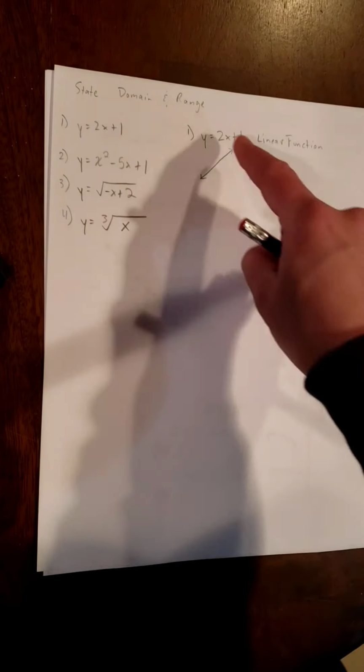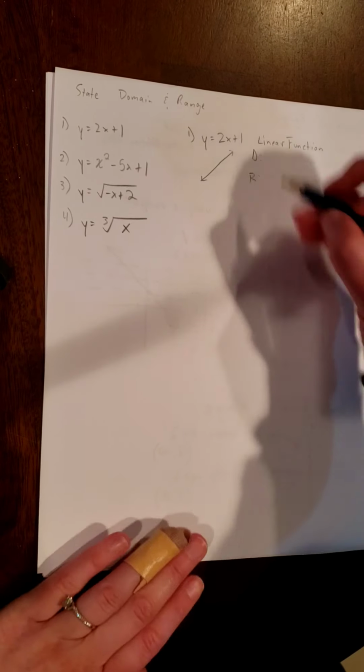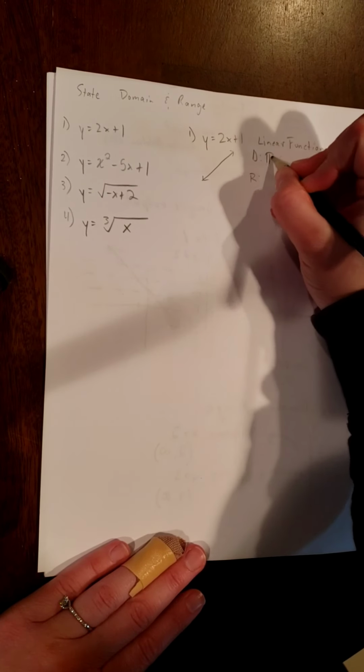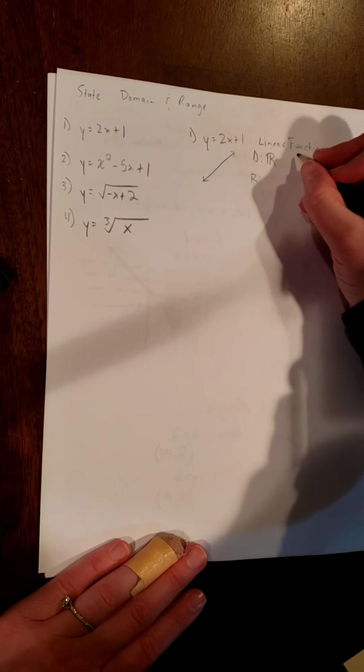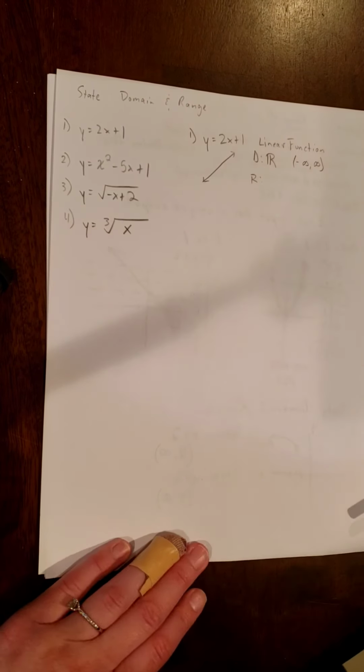Okay, so every real number that I plug in, I'm going to multiply it by 2 and add 1. So it's going to give me a real number. That means the domain is the set of all real numbers. That means from negative infinity to infinity. So that would be the interval notation of just saying all real numbers.